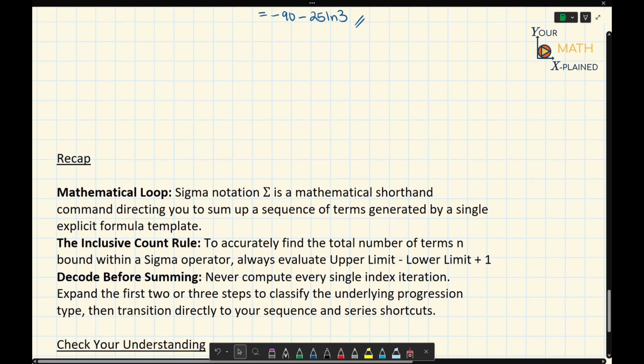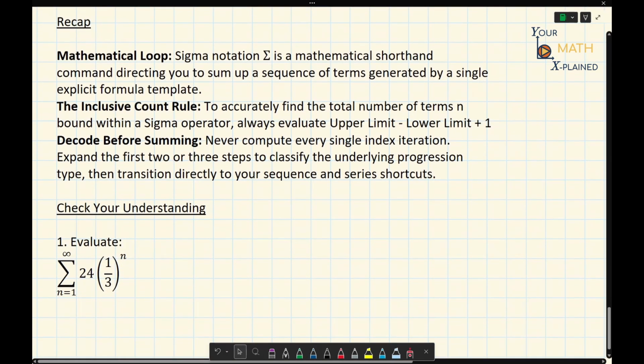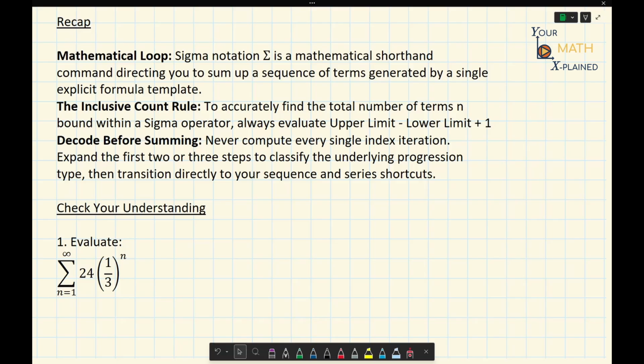And now let's do a quick recap of what we covered in this video. We learned that the sigma notation is just a mathematical shorthand command directing you to sum up a sequence of terms generated by a single explicit formula template. And because the terms include both the lower limit and the upper limit, in order to find the total number of terms, we always need to take the upper limit, subtract the lower limit, and then add 1. And lastly, don't waste time expanding out the entire series. Expand just the first 2 or 3 terms so that you can classify the underlying progression, and then transition directly to your sequence and series shortcuts.